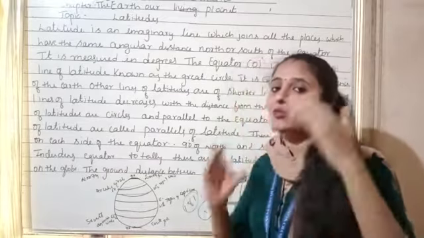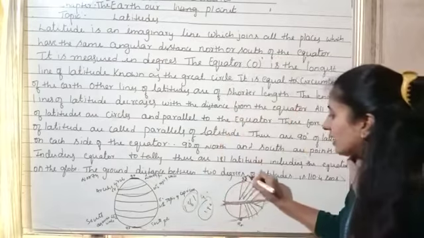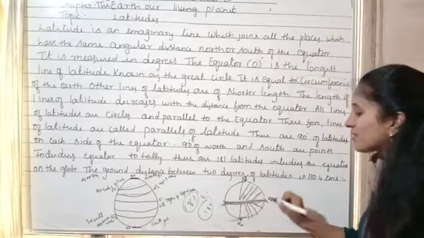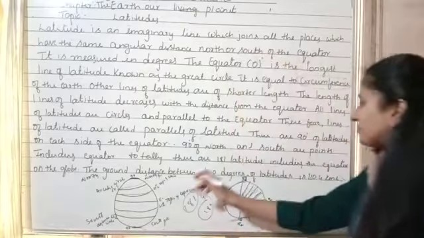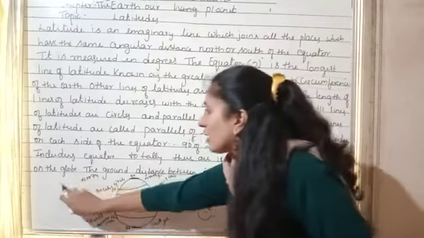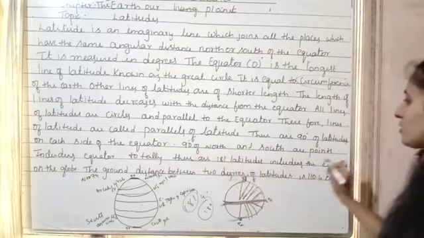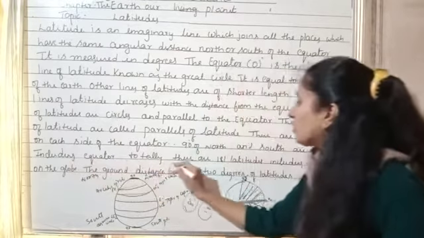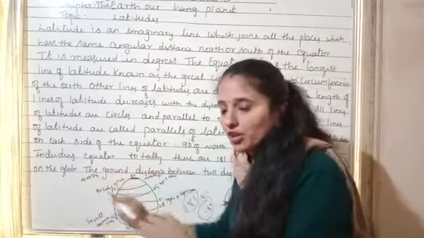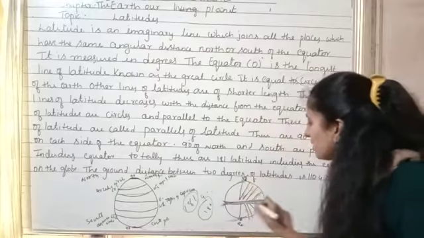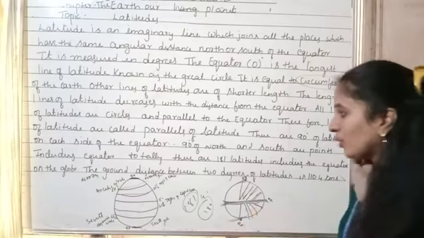How many lines do we have, children? 181 latitudes. 90 degrees north, 90 degrees south, plus 1 for the equator, so in total there are 181. On the globe, you can observe 90 degrees of latitude to the north and south points. Including the equator, there are 181 latitudes on the globe.